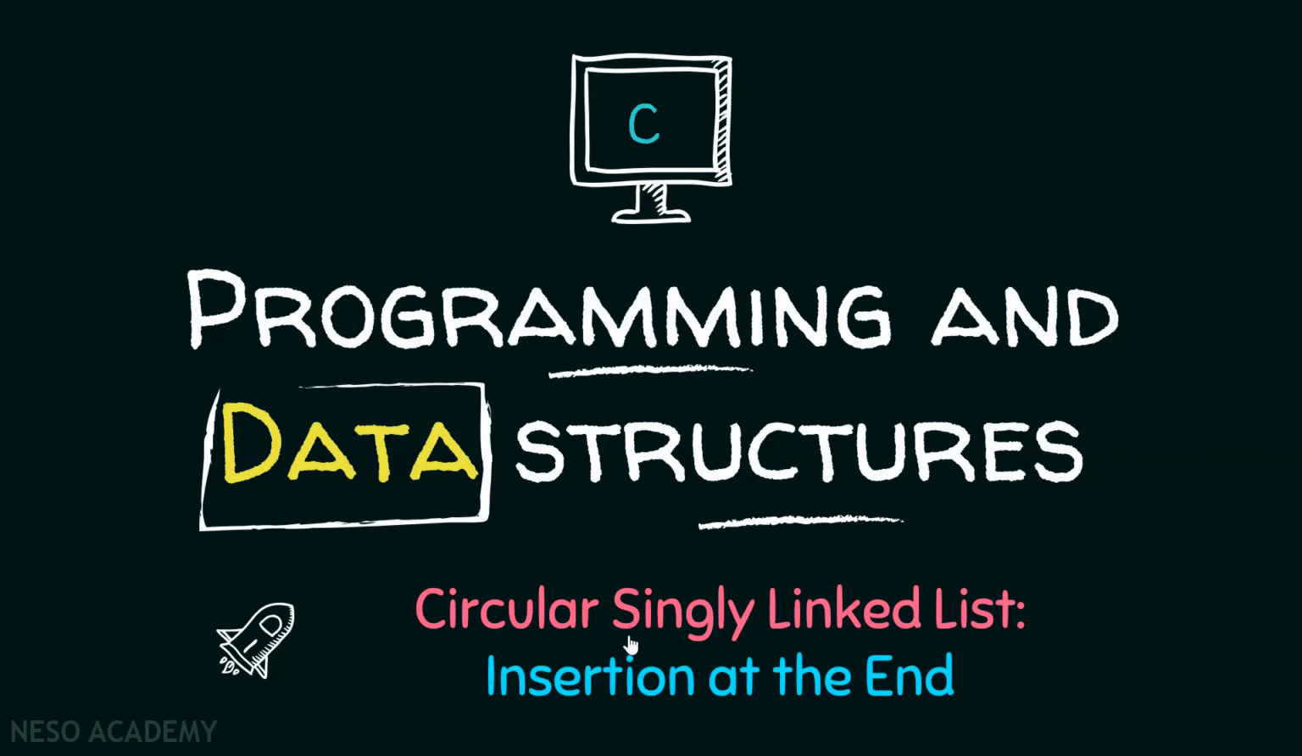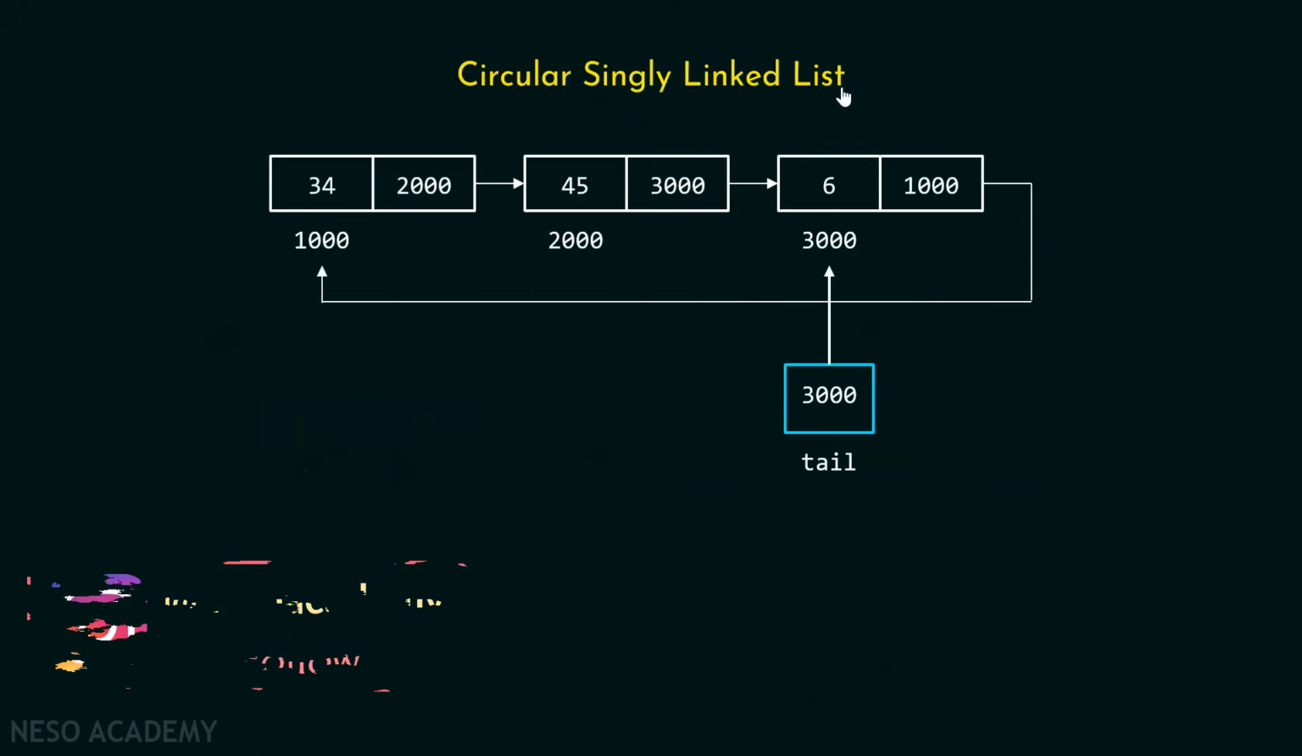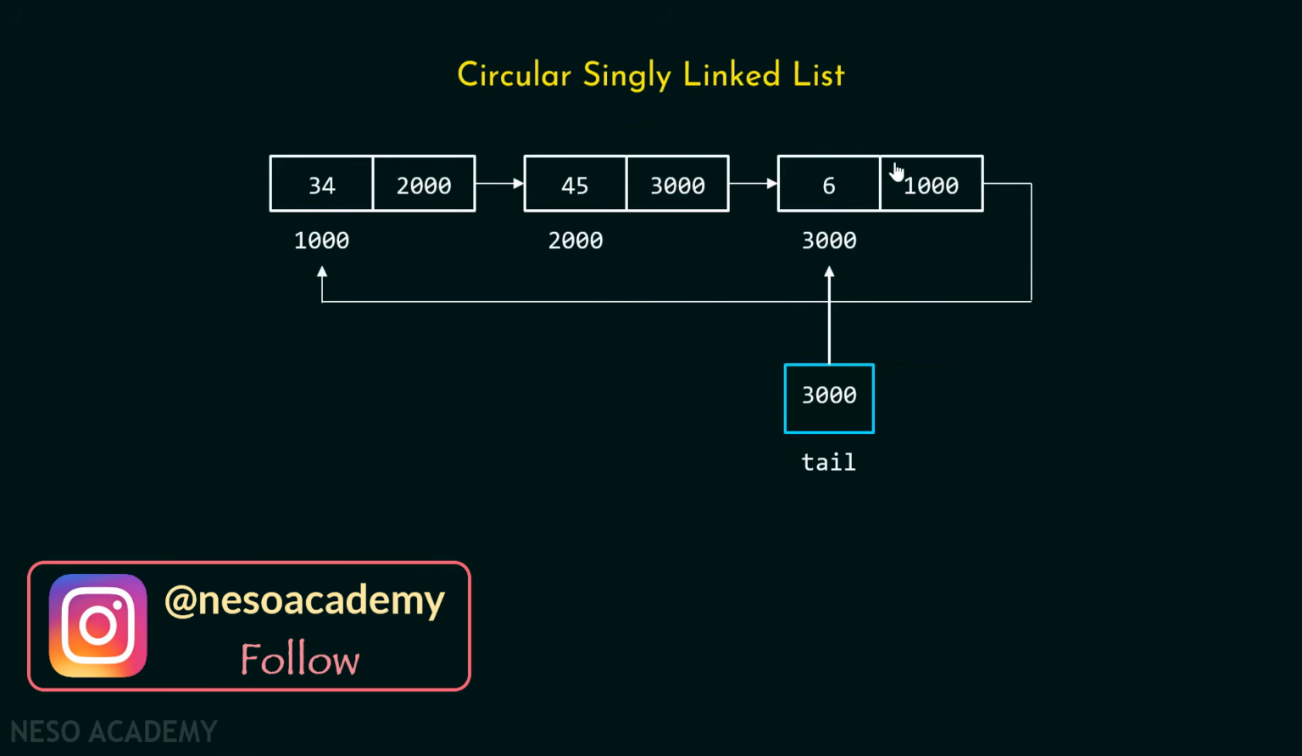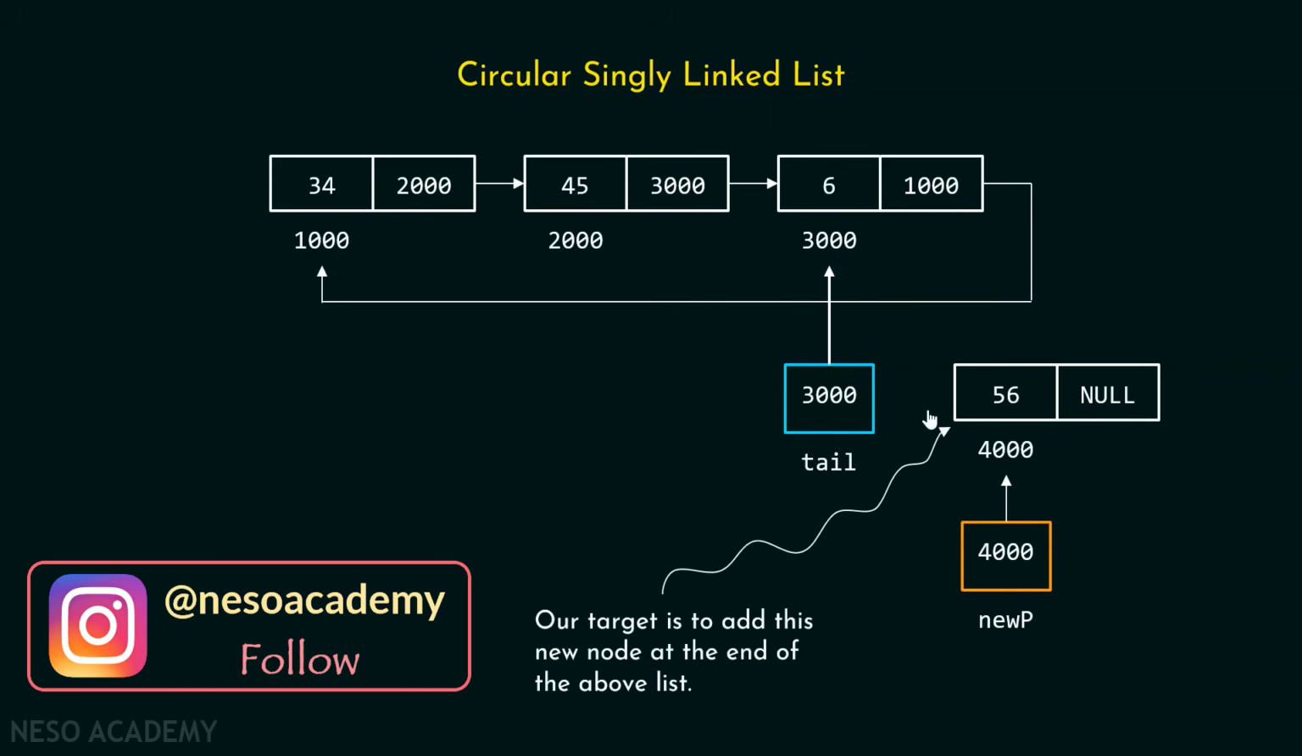In this presentation, we will learn how to insert a new node at the end of the circular singly linked list. So let's get started. Let us suppose we have this circular singly linked list and the tail pointer is pointing to the last node of this list. Our target is to add this new node at the end of this list.